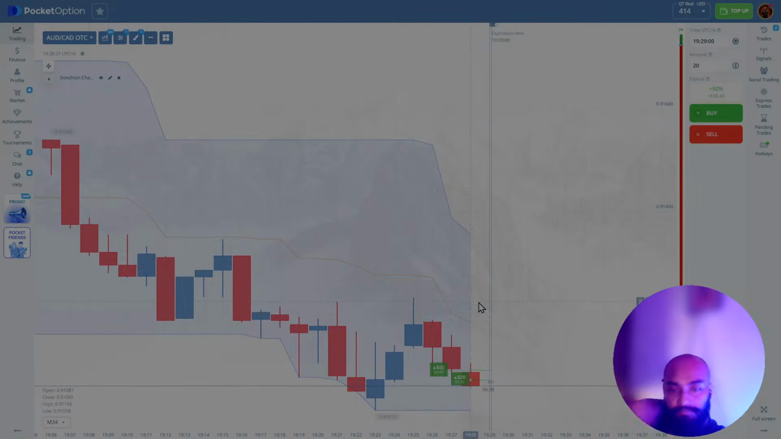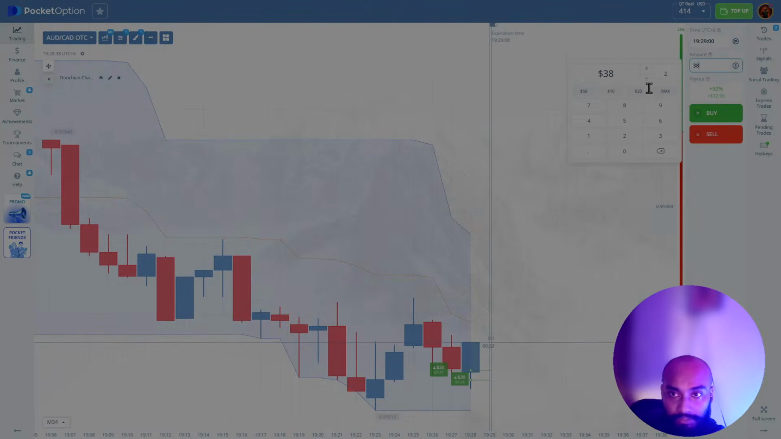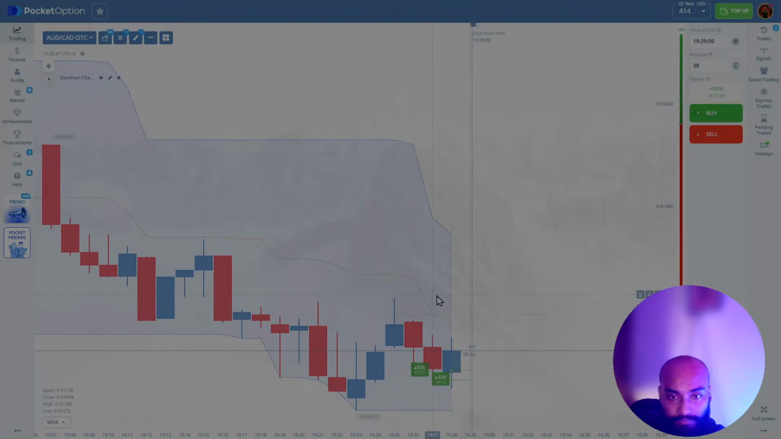Okay, it has X1. I took trades for expiry and another one for 1 minute, which is very good. Okay, so my next trade would be $38, right? 38. Okay, it has some seconds left.